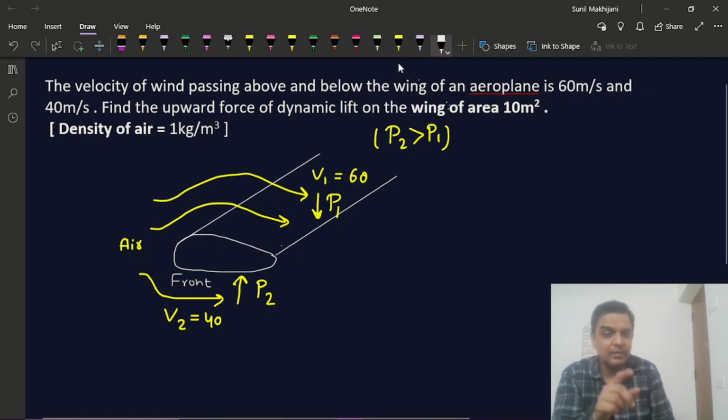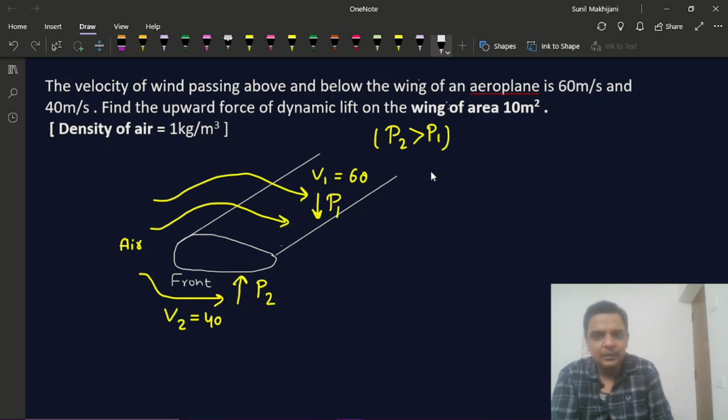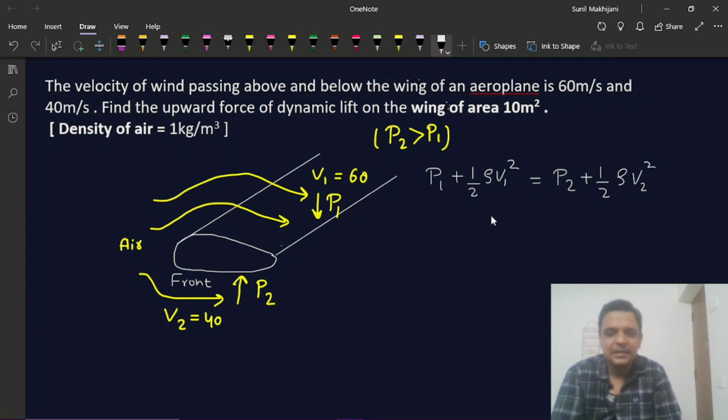So now here, if we apply Bernoulli's principle, we can write it down as P1 plus half rho V1 square. This rho is the density of the air. It is equal to the pressure on the lower side, that is P2, plus half rho V2 square. This is the Bernoulli's principle I applied.